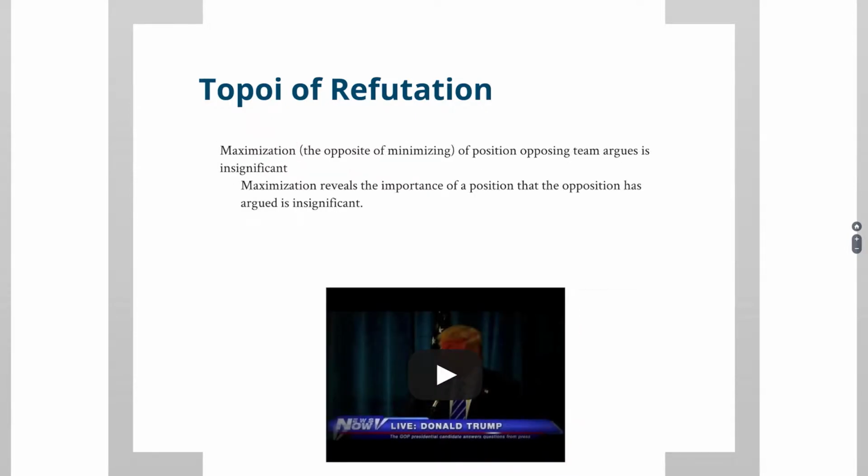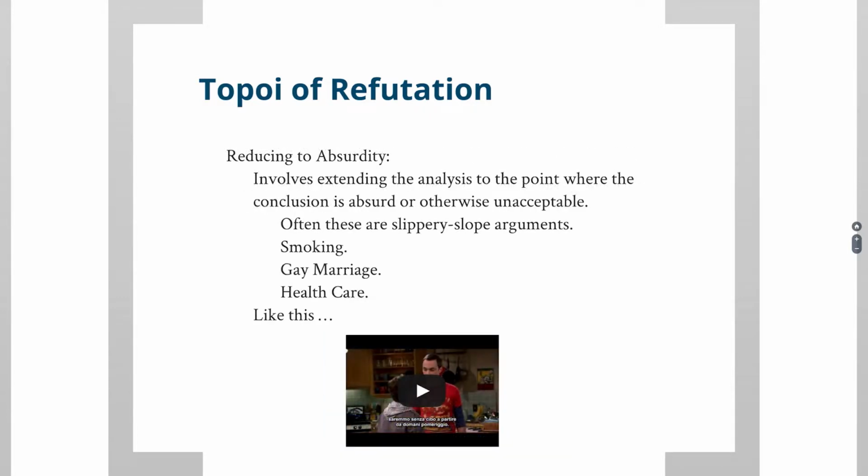On the other hand, maximization of your points is another tactic in which someone says, yeah, you have some points, but they're not as important as the points that we have. The position that we are stating is much more significant. Again, a tactic of refutation that can be followed in that. Minimization, maximization.